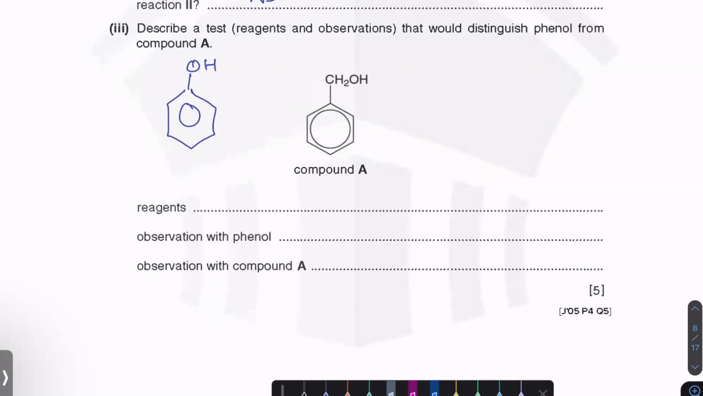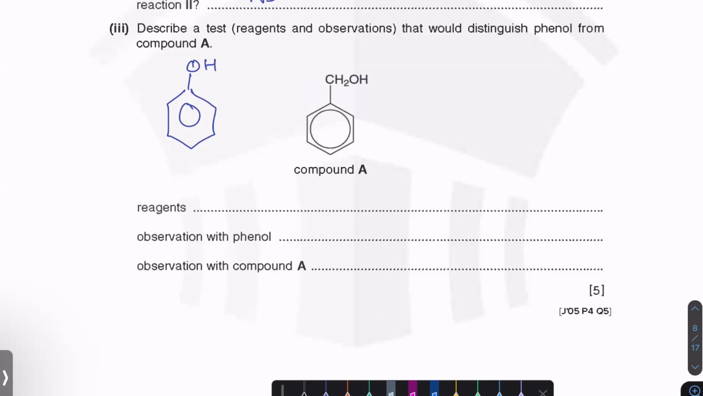Describe a test that would distinguish phenol from compound A. Okay, in compound A we have this second alcohol, and this is phenol. So how do they differ? We can use bromine, because if we bring bromine, it will add to phenol, because bromine does not need a catalyst to react with phenol, right? Because OH provides electrons to the ring, making it more reactive. And so the ring is able to react with Br2 right away.